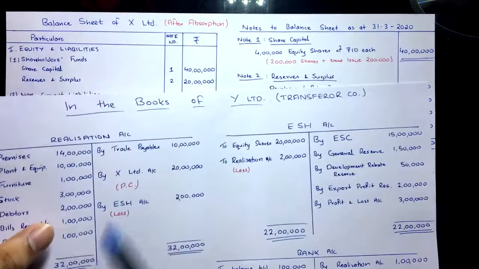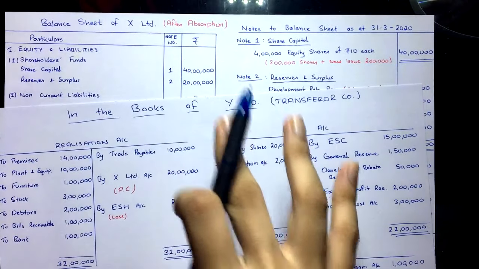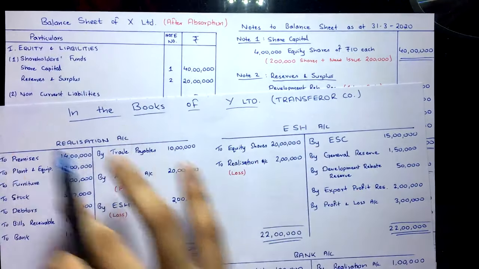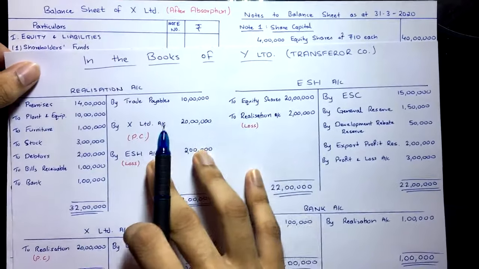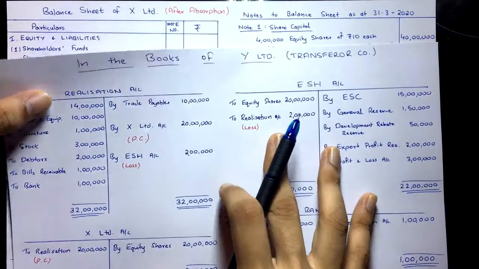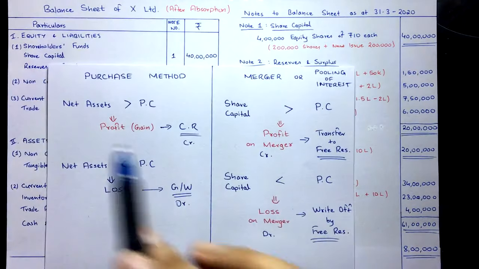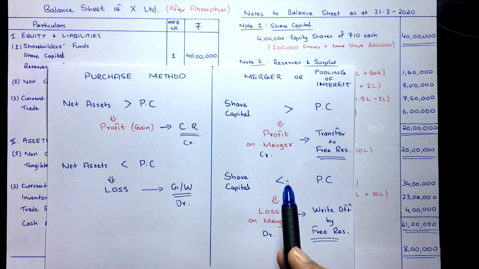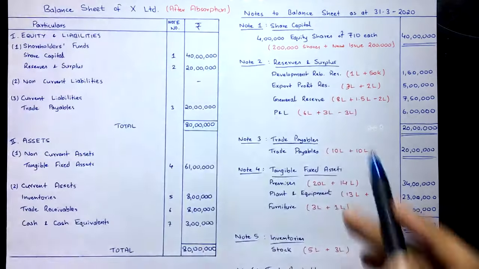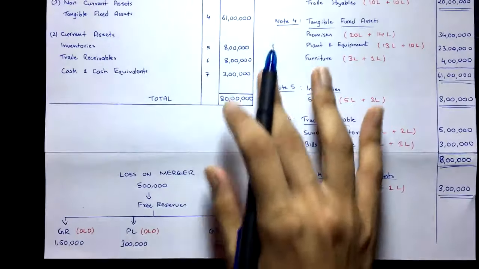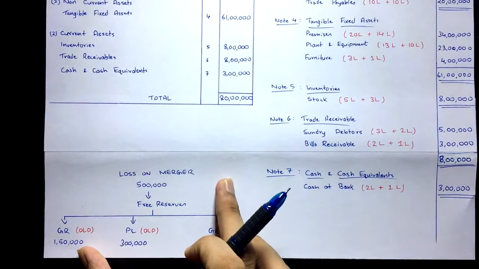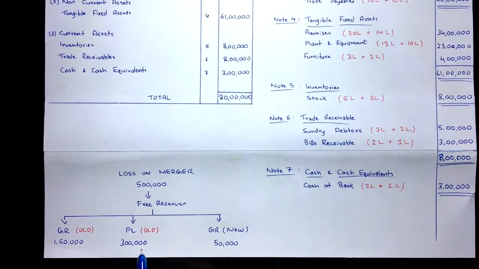And there is no connection between the books of X Limited and the books of Y Limited. This is entirely different. Here, those methods and all are not applicable. It is only applicable over here. Okay. Simple. And you understood how to do the purchase method and merger method while doing the entries. Sometimes they won't ask for entries. They might directly ask for the balance sheet. Then you have to do a little working note to understand how reserves are used. If there is loss on merger, you have to see whether there is loss on merger.